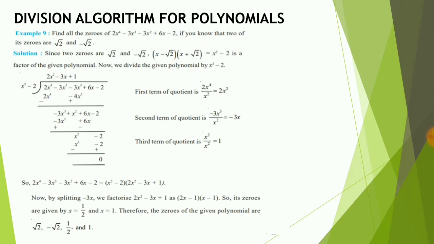So the other zeros, the zeros of the second polynomial 2x² - 3x + 1, will be given by 1/2 and 1. So all the zeros of the polynomial p(x) are √2, -√2, 1/2 and 1.